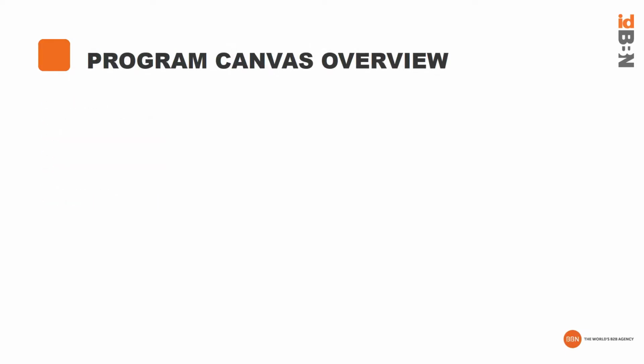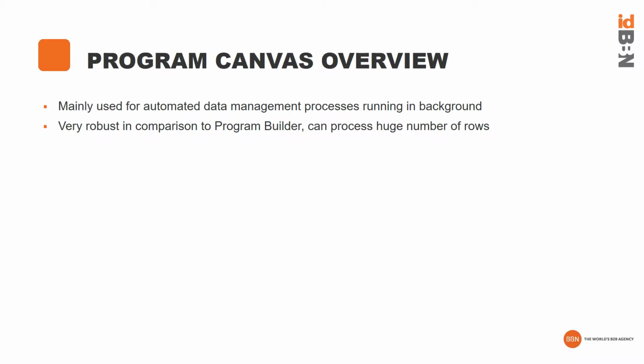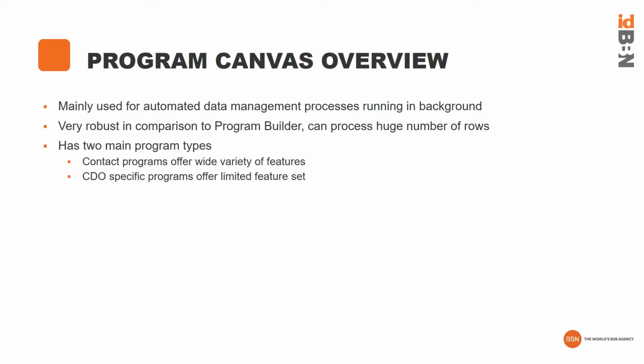So let's dig into the campaign canvas overview. No, program canvas, sorry. It's mainly used for automated data management processes running in the background. And it's a very robust tool, so it can process even millions of rows in relatively short time. Compared to Program Builder, it's vastly superior. So anytime you can use Program Canvas to execute a data operation, please do so.